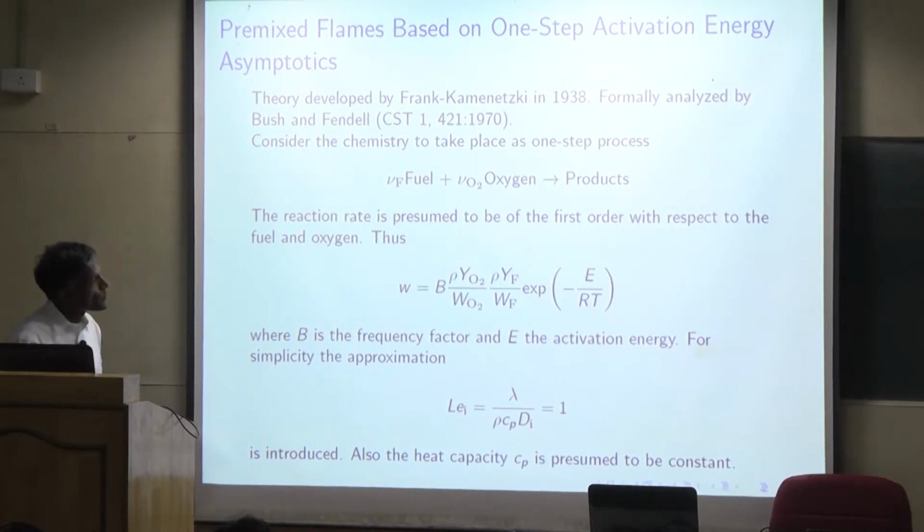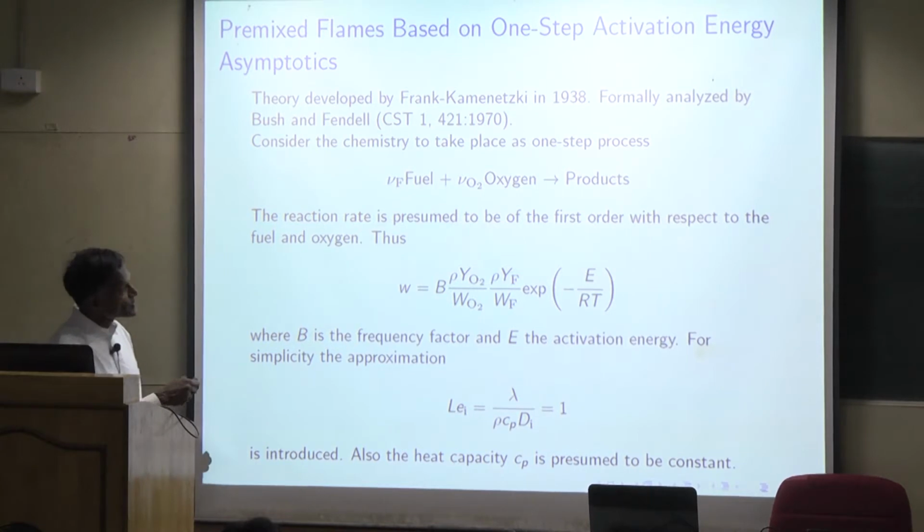So basically what I'm going to show today is a simplified version of Bush and Fendell's analysis. Bush and Fendell did not assume the Lewis number equal to 1, but I'm going to assume Lewis number equals 1, just to make it simpler. If I didn't do that, the analysis becomes only algebraically more complicated, so we want to remove algebraic complexities by doing that. But Bush and Fendell did it with general Lewis number.